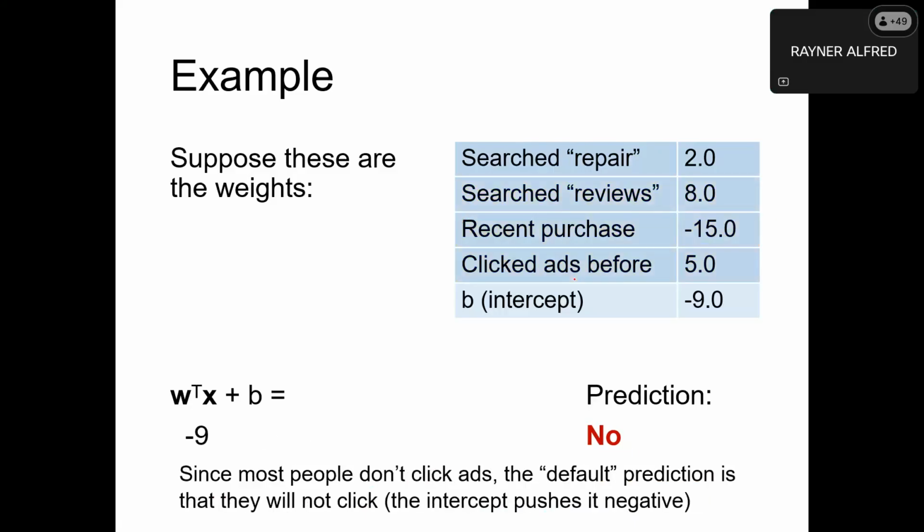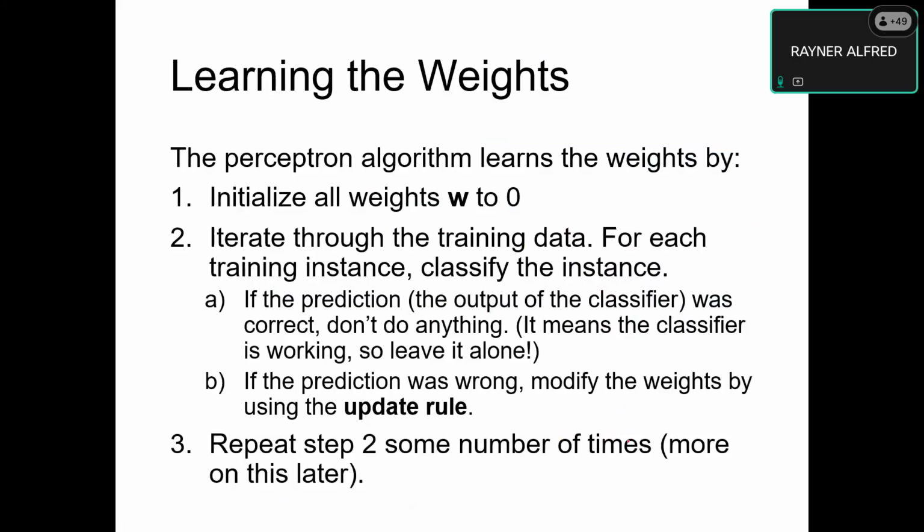Okay, if a guy did not do any of this, so minus 9. Since most people don't click it, the default prediction is they will not click on the advertisement related to refrigerator. So that's how we do prediction, a simple one.